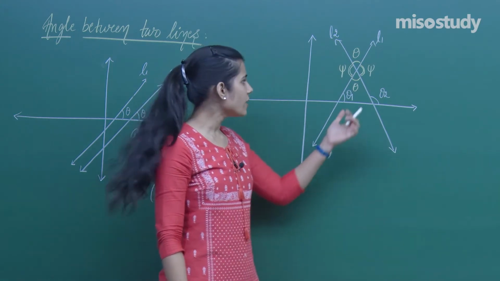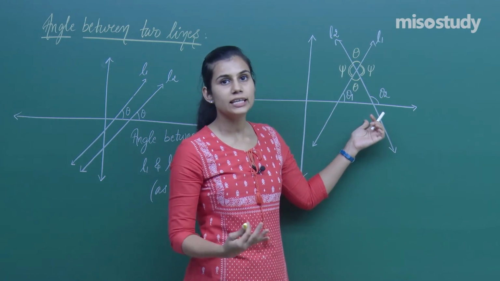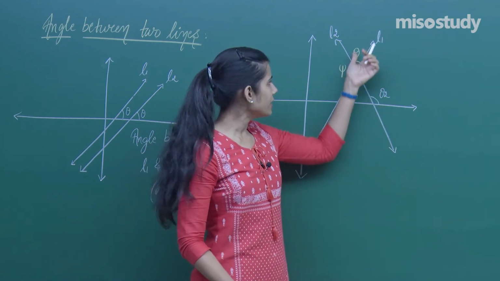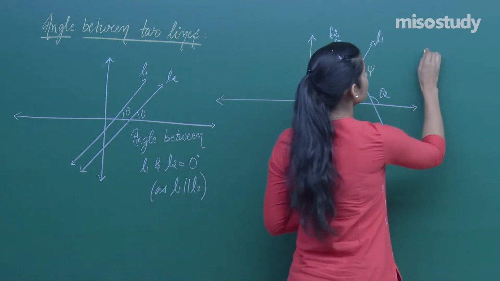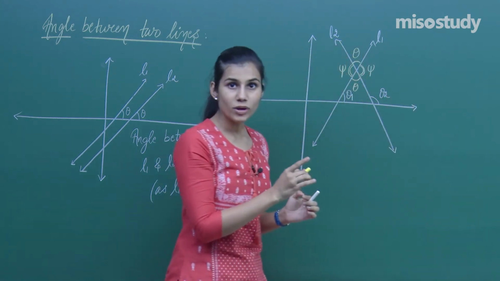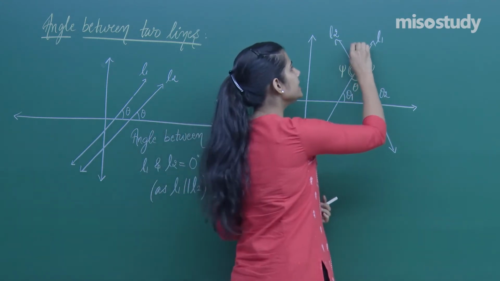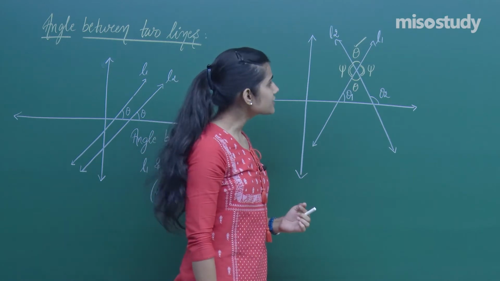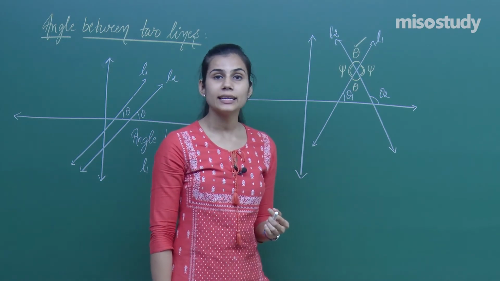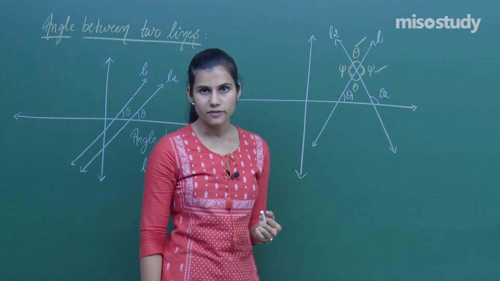What happens is whenever two lines intersect, they produce two pairs of vertically opposite angles. One is this, other is this. So, if somebody asks you, what is the acute angle between line L1 and L2? You will say theta is the acute angle between line L1 and L2. When somebody asks you what is the obtuse angle between line L1 and L2, you will say xi is the obtuse angle between line L1 and L2.